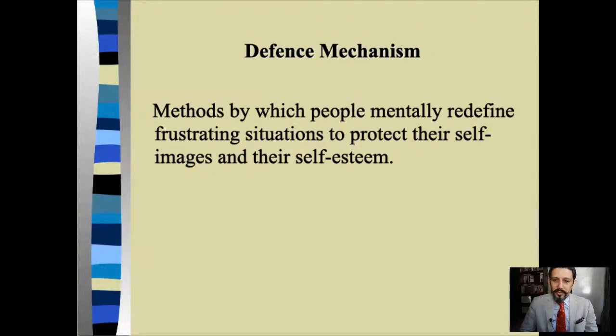Sometimes there's a defense mechanism that comes in for customers. These are methods by which people mentally redefine frustrating situations to protect their self-images and self-esteem. So the mind will come up with a defense mechanism, with explanations on why things are happening. For example, I couldn't purchase that thing, that car, that camera, that phone, whatever, it's too expensive, that restaurant is too expensive. You know what, probably the food doesn't taste good there anyway, right? So your mind is coming up with defense mechanisms to protect your self-image, to protect your self-esteem.